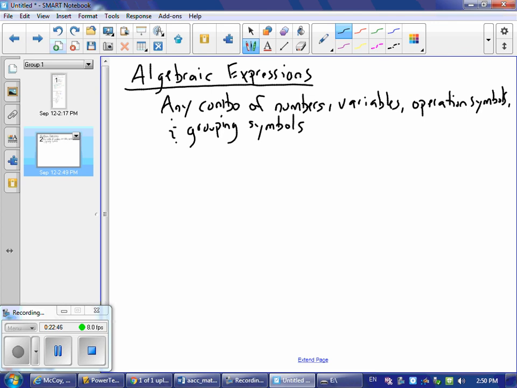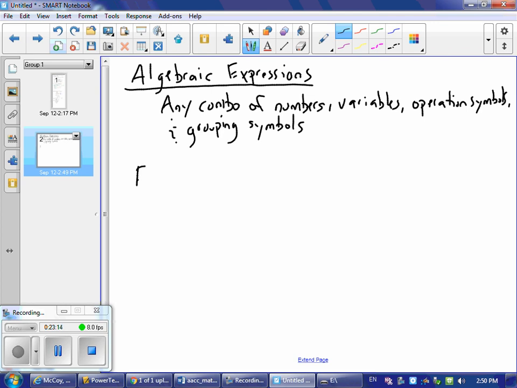It doesn't matter. If I want to evaluate an algebraic expression, evaluate does not mean solve. There is a big difference. If I ask you to solve something, you must have an equal sign. That's very important. If I ask you to evaluate, I'm just asking you to substitute a value for a number, a number into a variable, and then simplify.